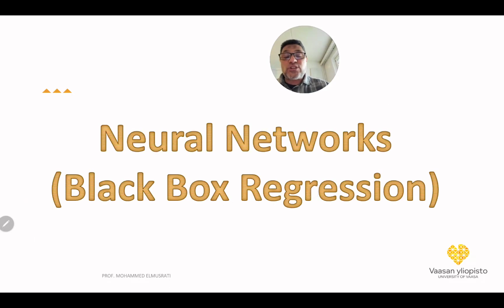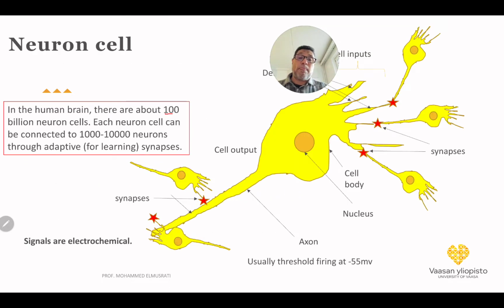Okay, if we start with the real neuron, a human brain, for example, consists of about 100 billion neuron cells. Each neuron cell can be connected to from 1,000 up to 10,000 neurons. So you can see that it is a very, very huge network. It is about 10 to the power 12 or something like that of connections.